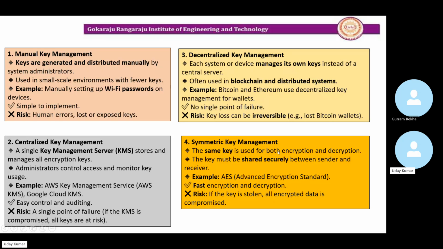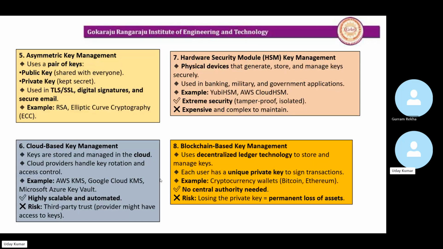Next, symmetric key management, like the symmetric algorithms we have discussed: AES, Blowfish, and IDEA. The risk is that if the key is stolen, all the encrypted data is compromised. Like we are discussing, the main secrecy lies on the key itself. Next, asymmetric key management, where you maintain the public key and the private key, like RSA, elliptic curve cryptography, and Diffie-Hellman are the examples.